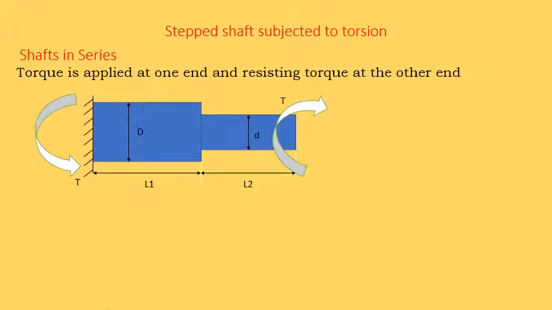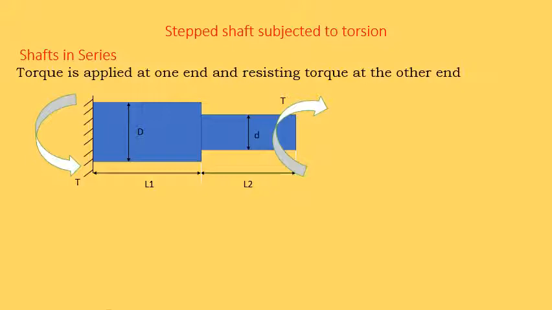So our next concept is stepped shaft subjected to torsion. Under this heading we have two conditions. First one is shafts in series, and next one is shafts in parallel. If you see this figure, we'll come to know why it is called shafts in series, because in this figure there is a stepped shaft where the bigger portion of the shaft has diameter capital D and the smaller portion of the stepped shaft has the small d.